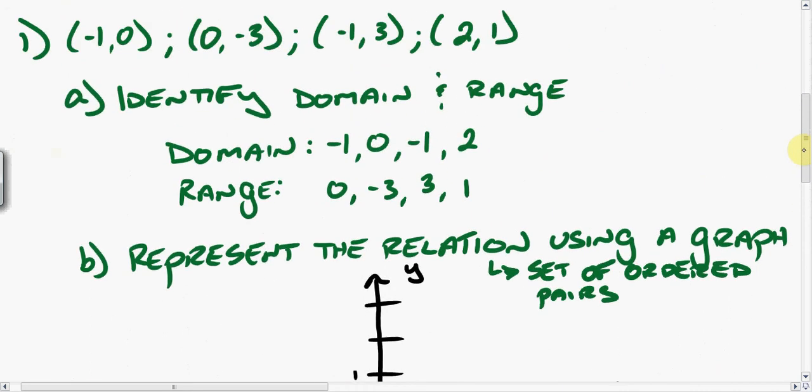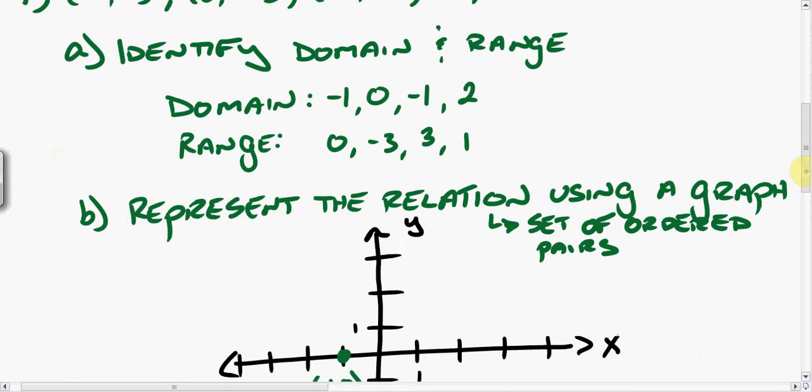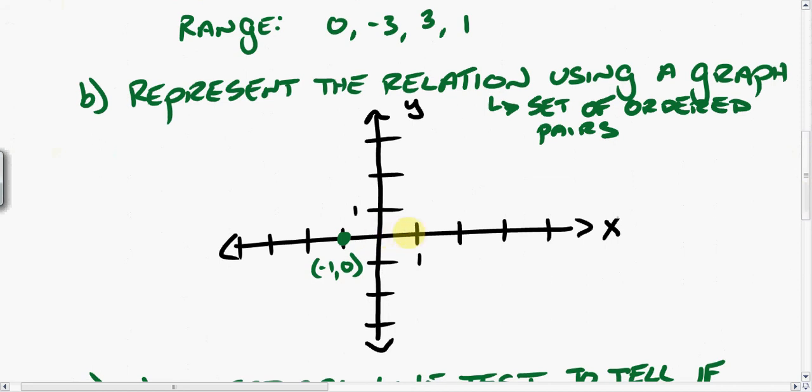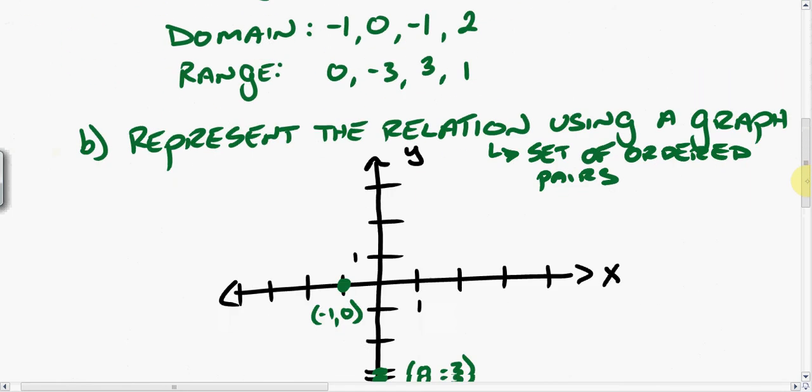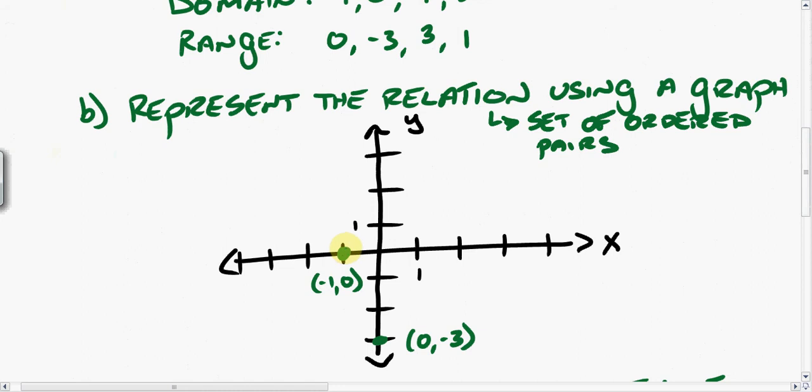Second ordered pair is 0, comma -3. We see that right here. So my x value is 0, so I don't need to go right or left, but I do have to move down 3 units on the y-axis because the y value is -3. So I'm going to go down 1, 2, 3. Plot my second point here, and I've got 0, comma -3. Third point is -1, comma 3. So I'm going to move over to -1, and I'm going to move up 3 units. So I've got -1, comma 3 right here.